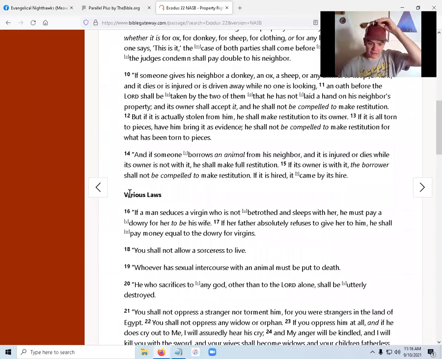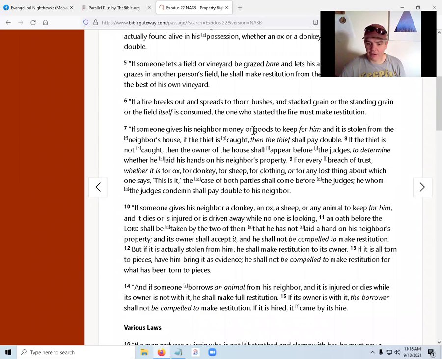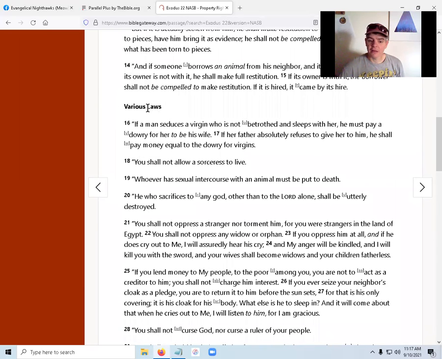Okay, look at this, various laws. Okay, so up here, his neighbor, his money or goods for him to keep, and it is stolen. So it's still about property. Someone gives his neighbor a donkey, an ox, so it's still about property. Someone borrows an animal, still okay. But then the various laws, the subheading, remember the heading is not in the Bible, but they put it there to help us out. A man seduces a virgin.